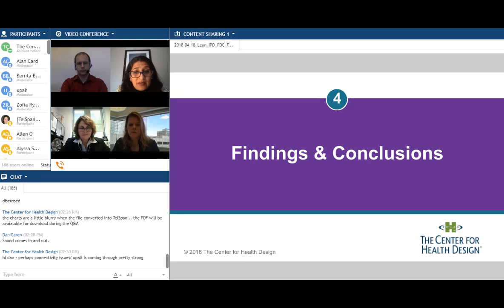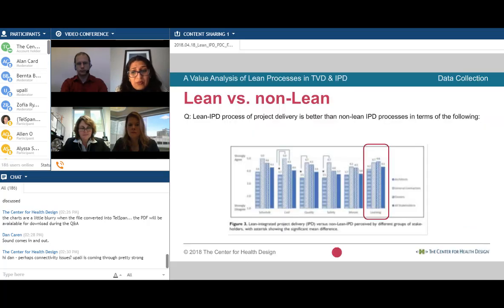So what did we find? I'll again go through some of the key findings very quickly. The first question was, do you think lean IPD process of project delivery is better than non-lean IPD projects? Now, this is a little difficult to read, so I apologize. But Zofia mentioned schedule, cost, quality, safety, and morale. These are things that the literature already attests to having a lot of value.